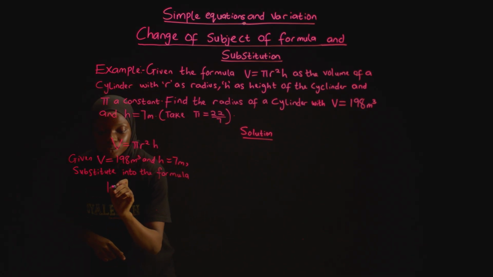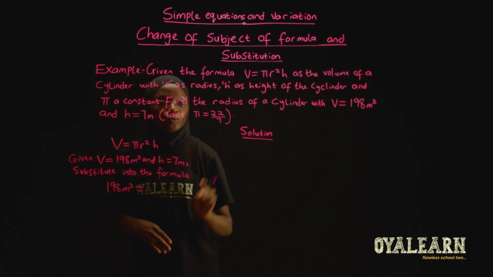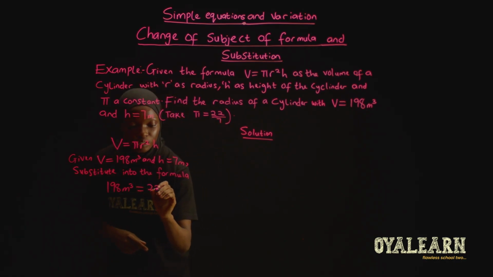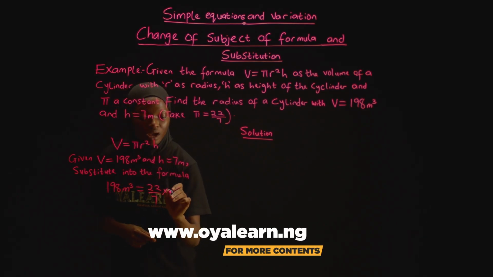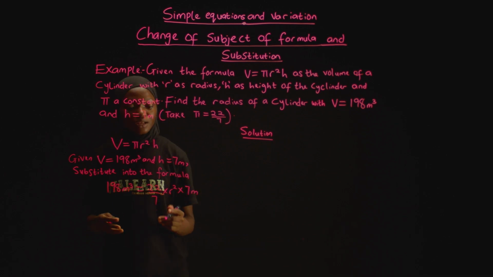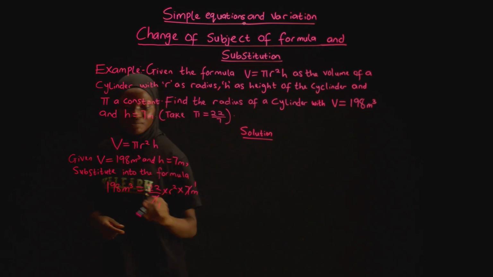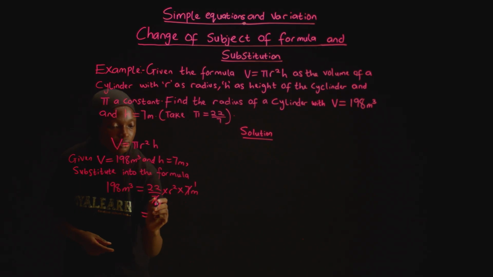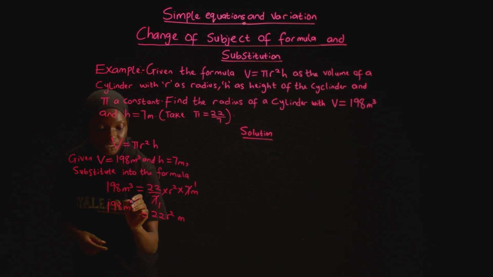So we have at the side 198 m³ = π, which is representing 22/7, times r² times h, which we have here as 7 meters. Now looking at it, 7 goes in 7 once, 7 goes in 7 once. So at this side we are left with 22r² meters, and here at this side we have 198 m³.